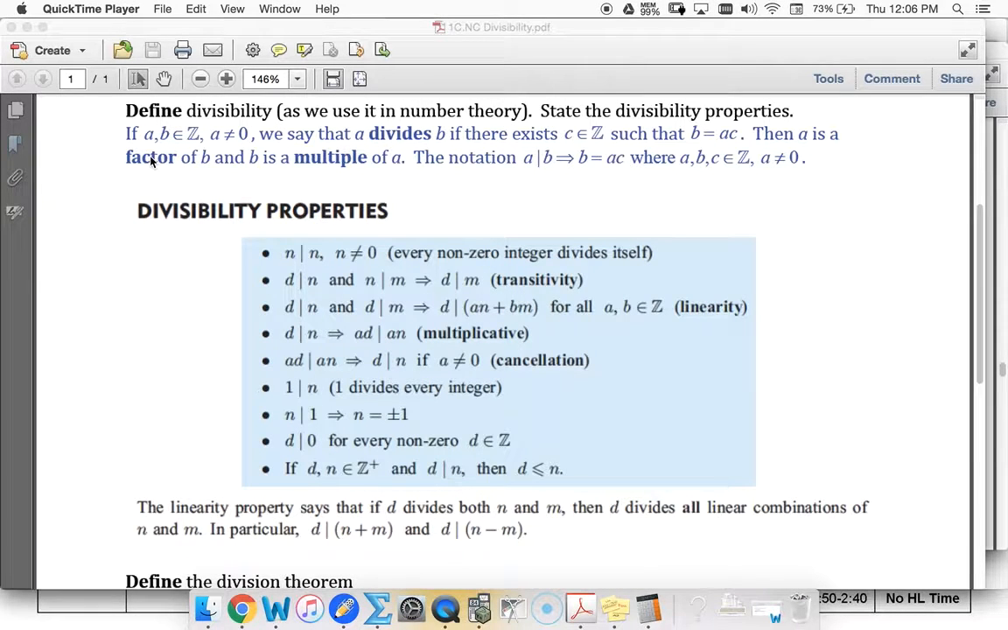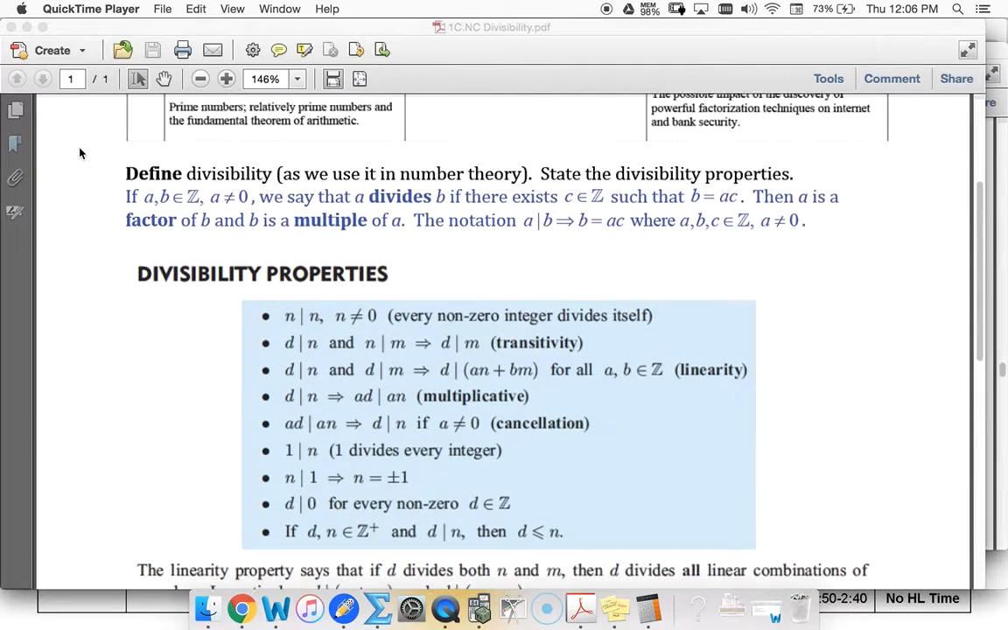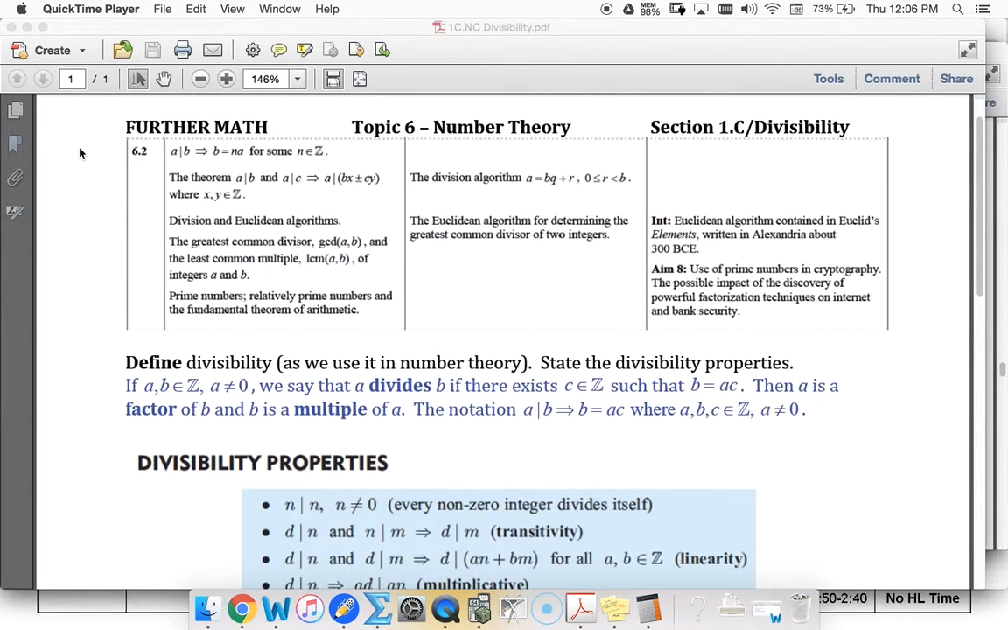All right, for this set of notes on divisibility, I'm just going to talk you through it rather than writing it out because it's a lot of writing. So this is the first part of 6.2. And also we're going to go with the division algorithm as well.